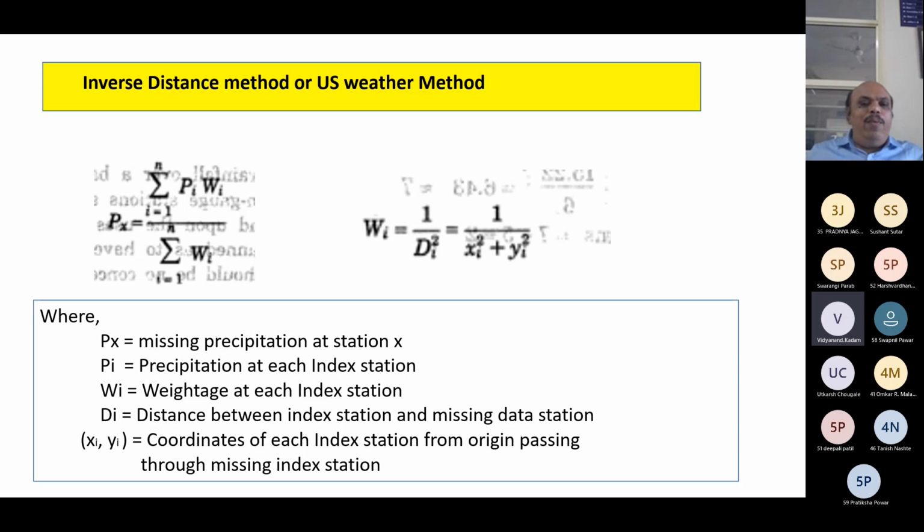In this formula, Px is the missing precipitation at station X, Pi is the precipitation at each index station, Wi is the weightage at each index station, and Di is the distance between the index station and the missing data station. Xi and Yi are the coordinates of each index station. The missing data station is taken as origin, all index stations are plotted with respect to it, and their coordinates are worked out. From these coordinates we get Di. So immediately note this down.